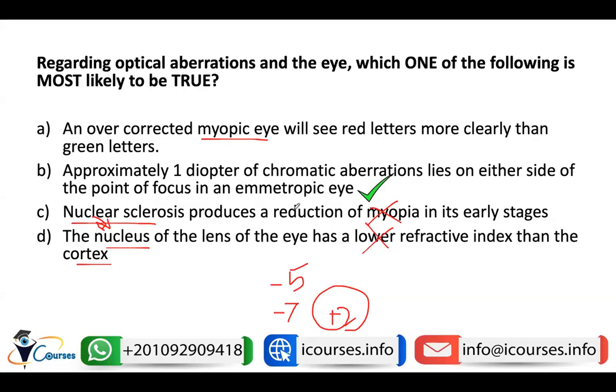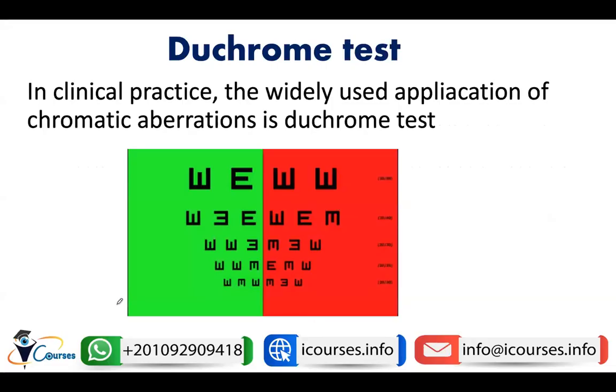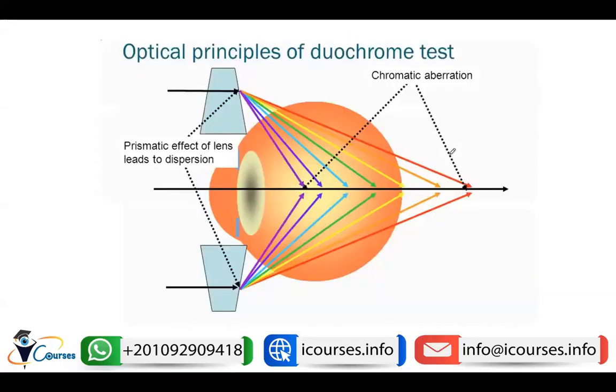It is that the chromatic aberration on either side of the point of focus of an emmetropic eye is 1 diopter. Actually, it is like 0.5 or 0.4 diopter, but since the question is mentioning approximately, we have no problem with this option as long as the other options are wrong. So the duochrome test is a test depending on the principle of chromatic aberration. The patient is seeing the letters in the green light better, or the letters in the red light better. And this depends on the principle of the duochrome test, meaning that the yellow or yellow-green light is focused on the retina.